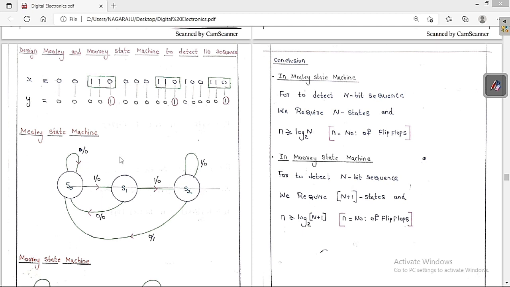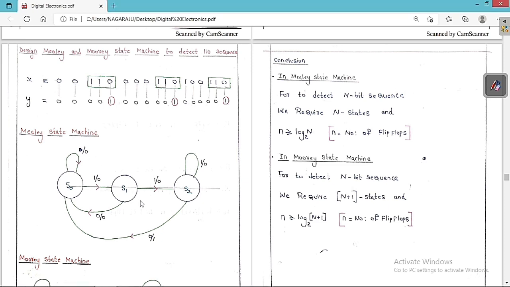So this is the Mealy state machine that we are going to get from this random input X. From this we can get the 110 sequence. Therefore, this is a Mealy state machine we are going to get. The upper part is called the input and the lower part is called the corresponding output.